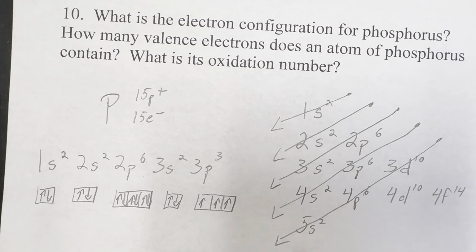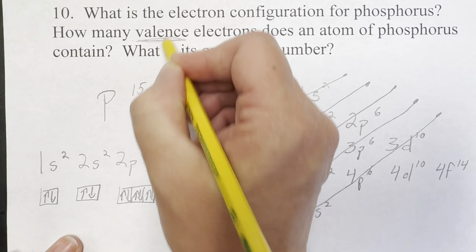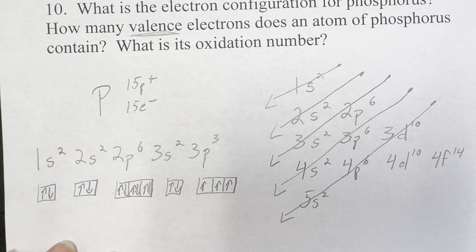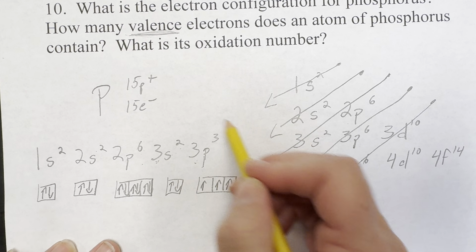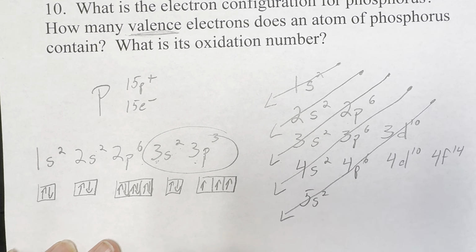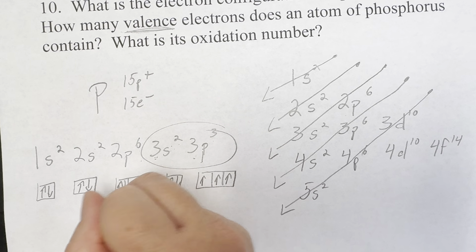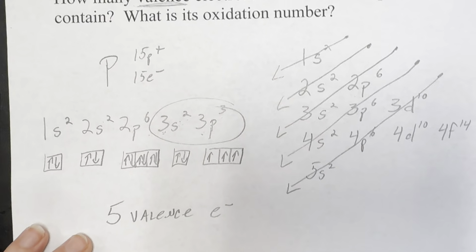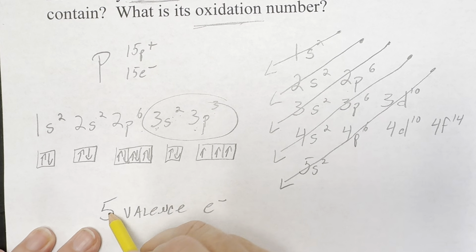All right, now back to the question. How many valence electrons? So valence electrons are your number of outer energy level electrons. You're going to look for the coefficient, the largest energy level, and it is anything after that. So in phosphorus's case, it has 2 from the S and 3 from the P. It has 5 valence electrons. And as far as its oxidation number goes, it has 5.